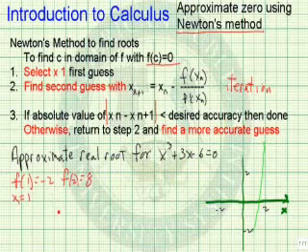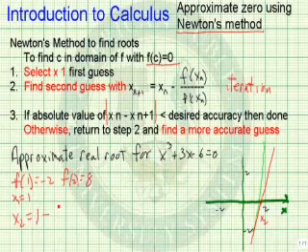Now what Newton's method does, it takes the point x equal 1, your first guess, and draws a tangent line. And this tangent line, where it hits the x-axis, is the second guess, x2. So let's see if we can determine x2. To find x2, we take x1, which is 1, minus the y value at x1, which is -2, divided by the derivative.